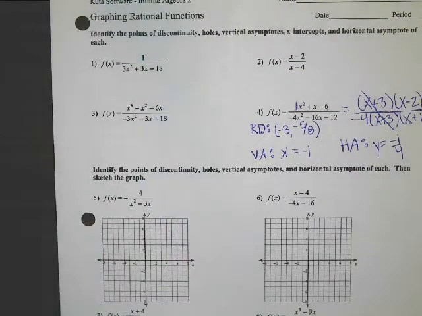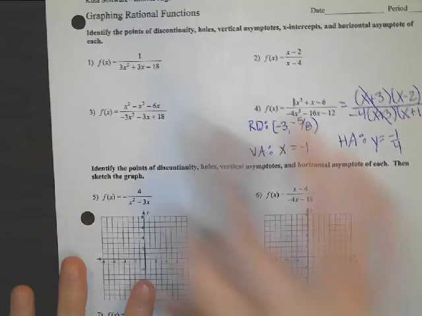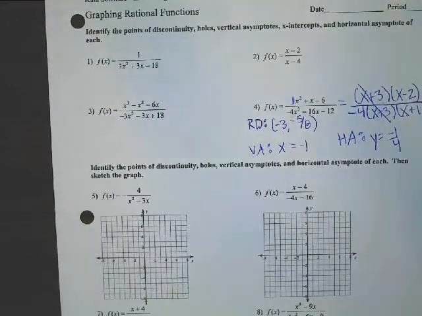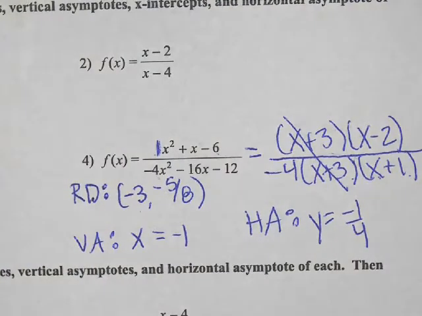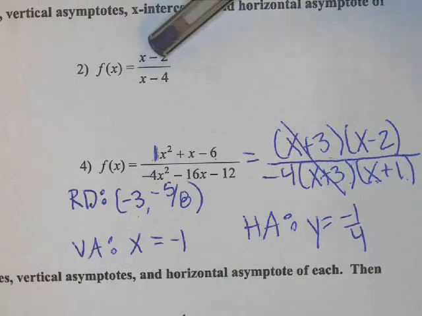Okay, so we did number 4 yesterday. I want to move on to 1 and 2 really quick because those are super easy to do. Okay, number 2 is the easiest one on this page because it's already factored. Can you explain to me why number 2 is already factored?